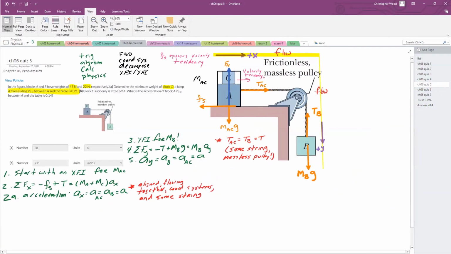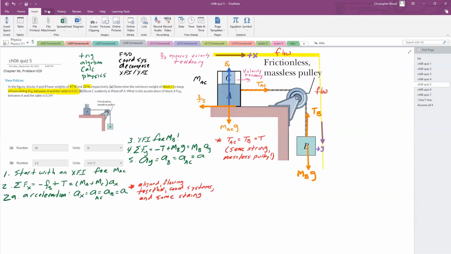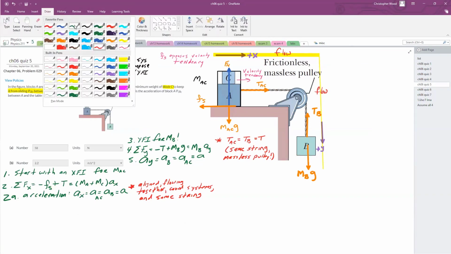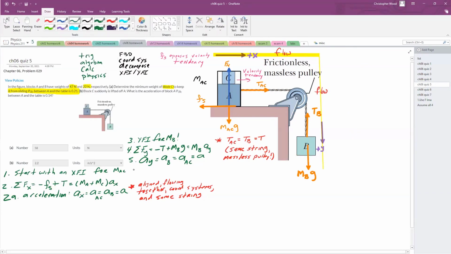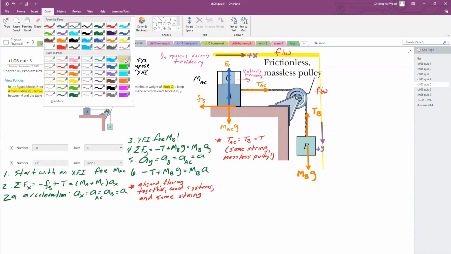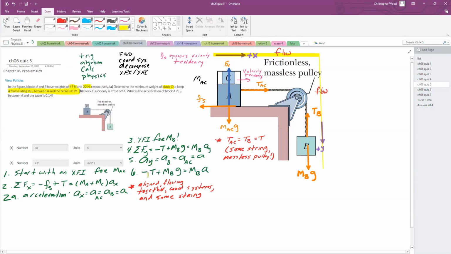Step 6. I'm back to step 6. Okay, step 6. Well, here's my Y inventory. I got minus T plus MBG equals MBA. So this is all I can do. I have taken my Y force inventory for block B as far as I can go.